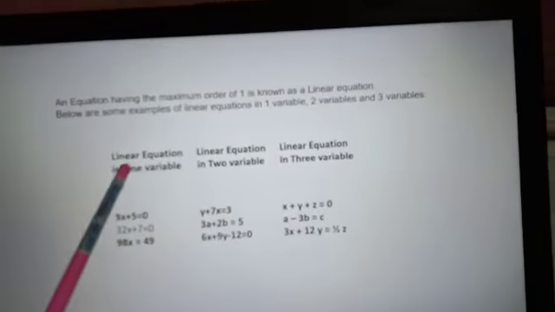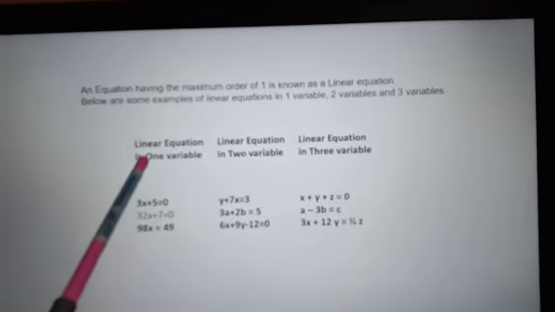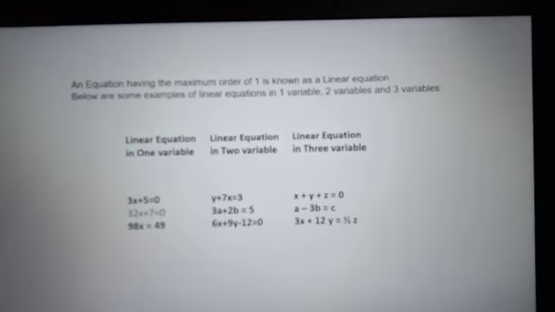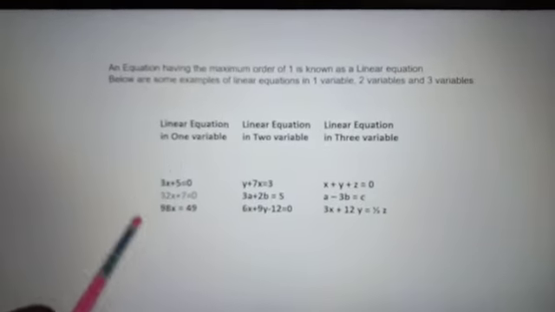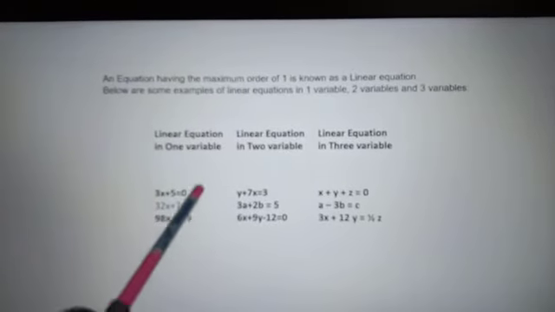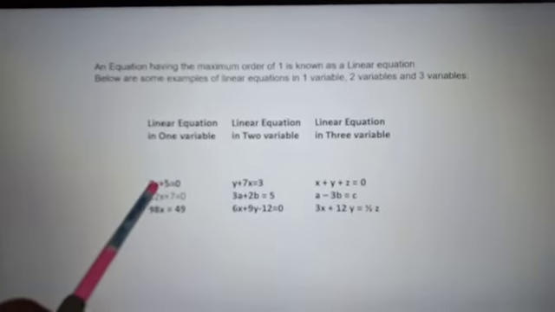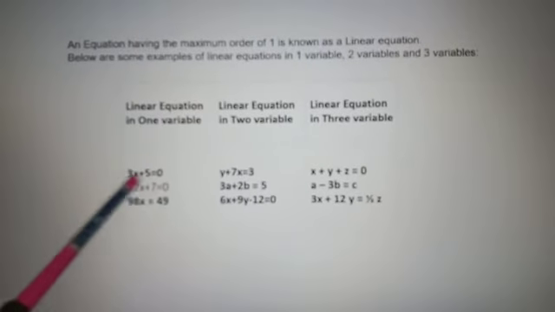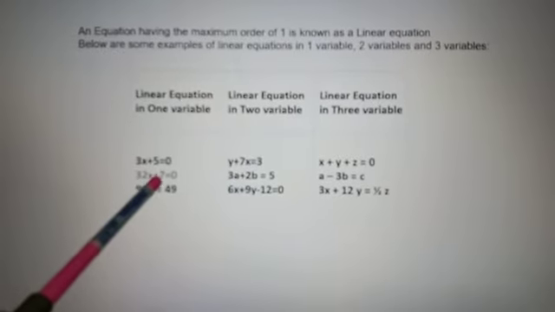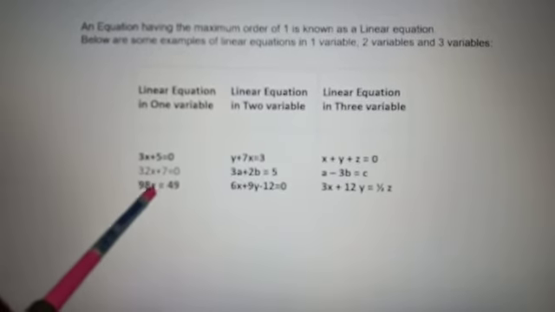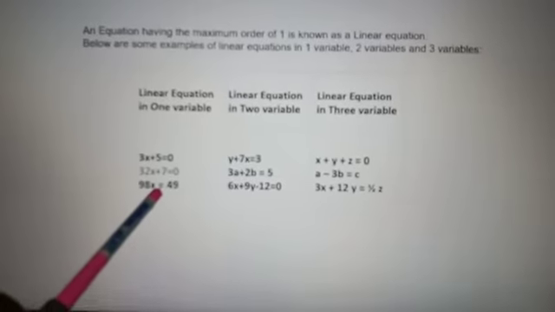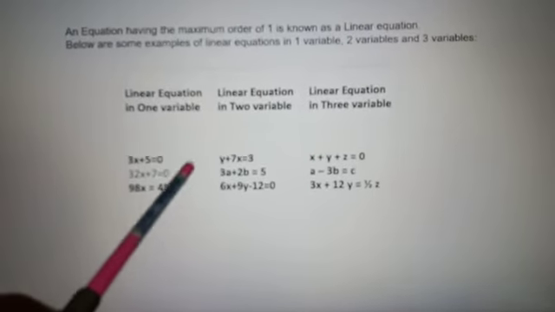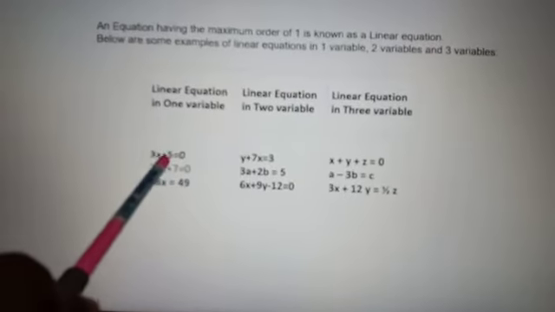Here we are going to see specifically linear equations in one variable. Here only one variable is there. See, I have given 3 examples. In each example we have only one variable, x. So this is called a linear equation in one variable.